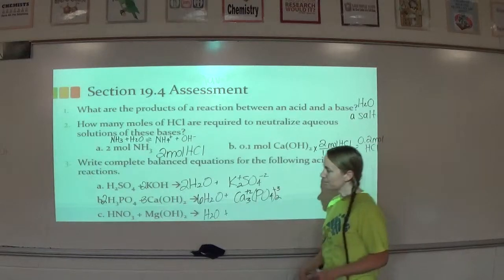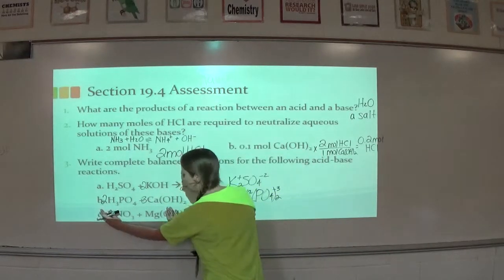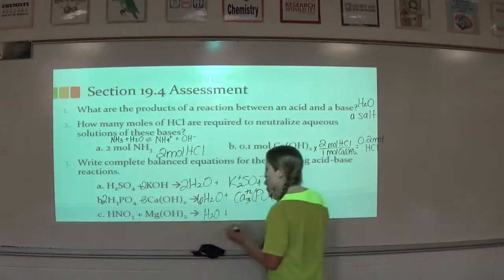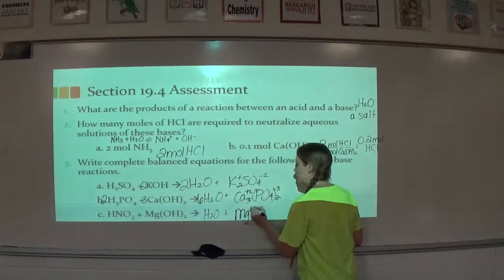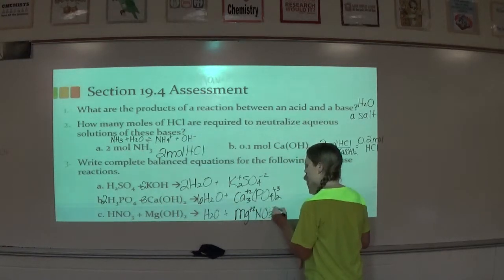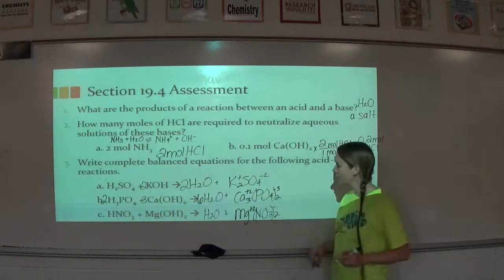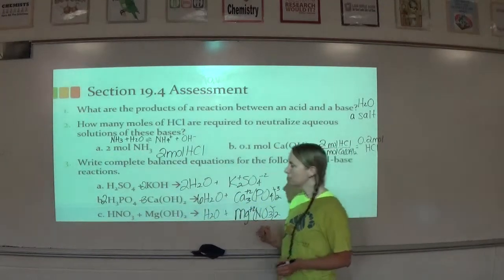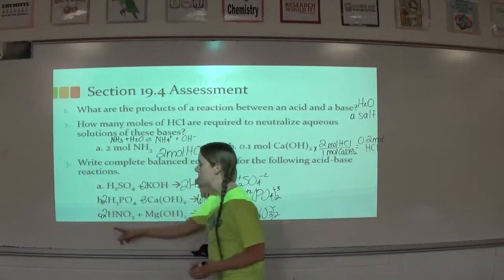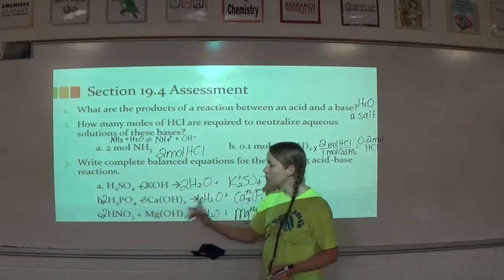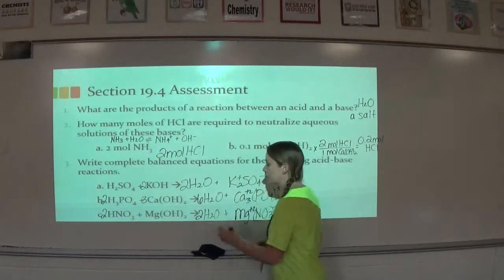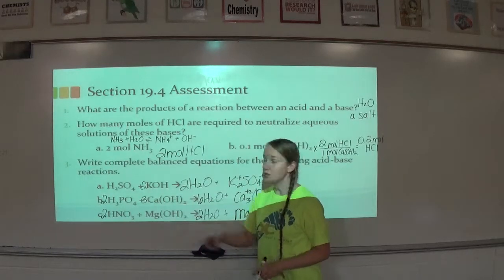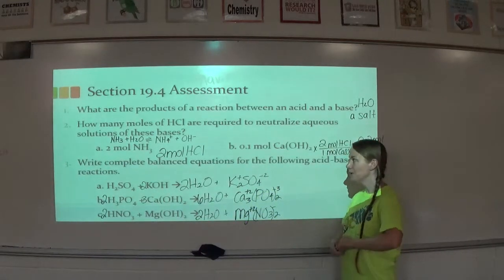All right, and the bottom one. H plus and OH minus make my water, so I'm left with Mg, which has a +2 charge, and NO3, which has a -1. So I bring my 2 down. I have 1 Mg, 2 NO3s, so I need a 2 here. That gives me 2 plus 2, which is 4 H's, so I need a 2 here, and then 2 O's and 2 O's. All right, whew, we made it.